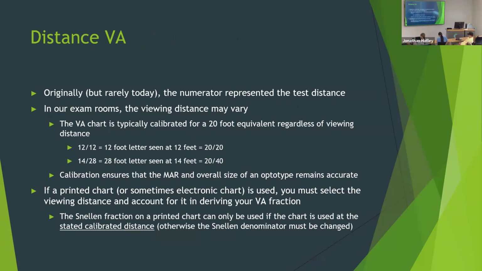So originally, whenever Snellen was first used, we would try to put the chart at 20 feet, and therefore a 20-foot letter was subtending 5 minutes of arc at that distance, just like the chart implies. Today, we don't really do that, although we still use that nomenclature, 20 over X, 20 over 80, 20 over 20, even though our chart is at maybe 10 feet or 12 feet.